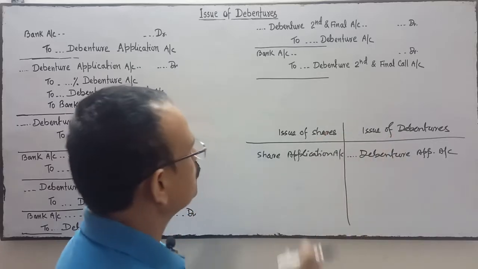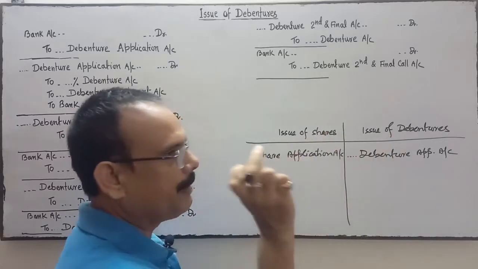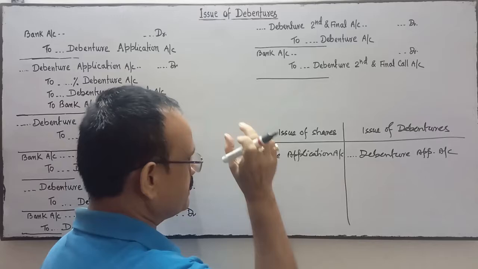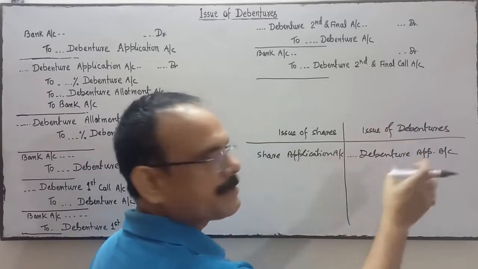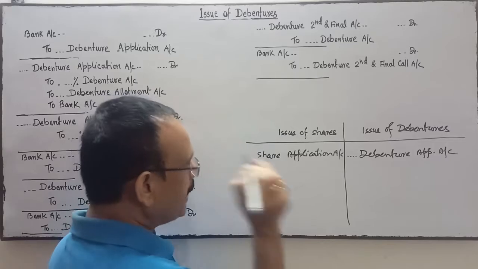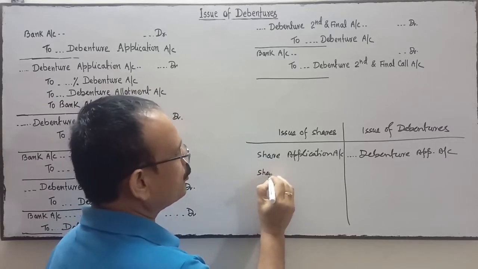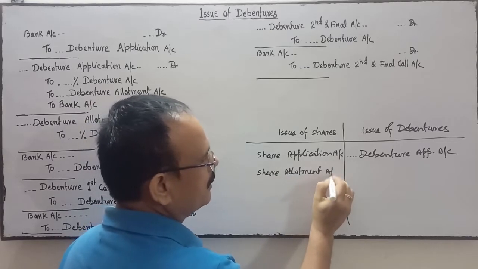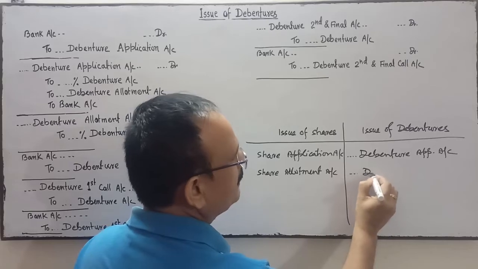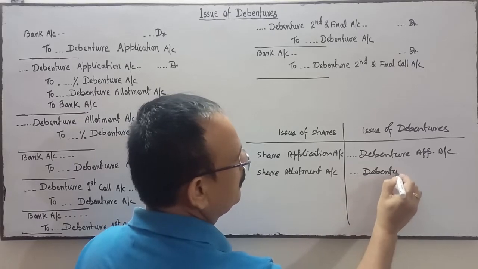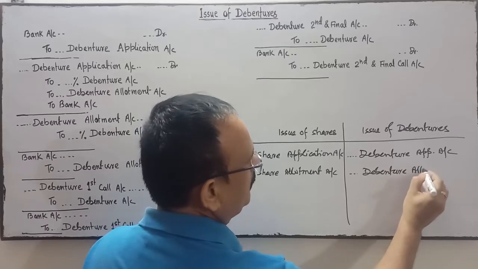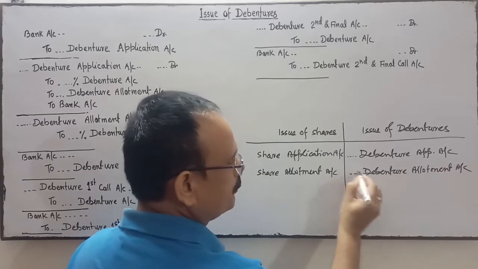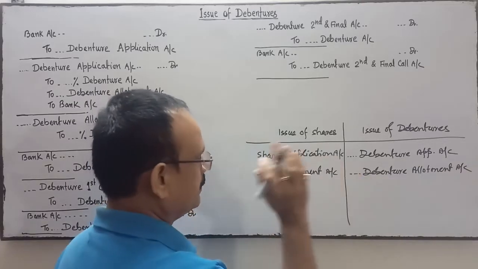debenture application. So at the time of issue of share, bank account debit to share application; here we will write debenture application. At the time of allotment, we use the words share allotment account. Here we will use the words debenture allotment account, and the rate of interest on debenture will be written.